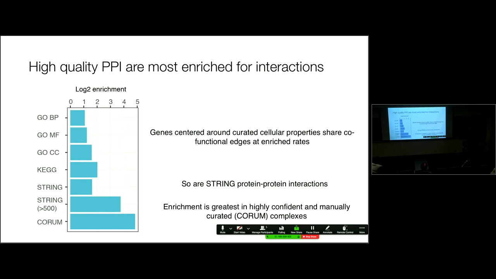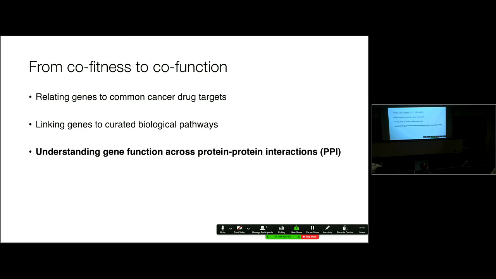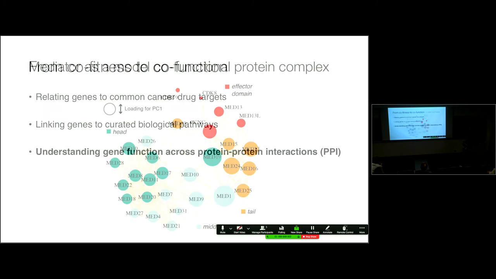And if you focus on this manually curated gold standard for protein complexes, you get around a 30-fold enrichment, which is about as high as you could hope for. So high confidence protein-protein interactions are massively enriched for co-functional interactions. So knowing that, I would like to understand how gene function relates to these protein-protein interaction networks.